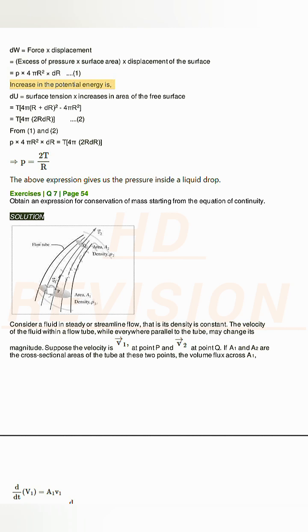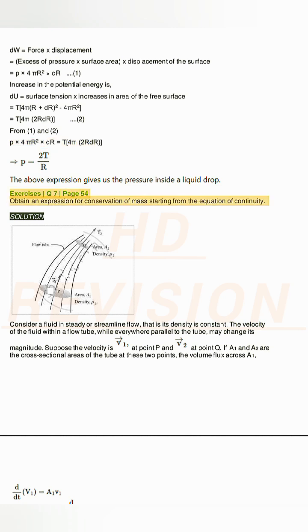Increase in the potential energy is dU equals surface tension times increase in area of the free surface equals T times [4 pi (r plus dr) squared minus 4 pi r squared] equals T times 4 pi times 2 r dr. (2) From 1 and 2, P times 4 pi r squared times dr equals T times 4 pi times 2 r dr.